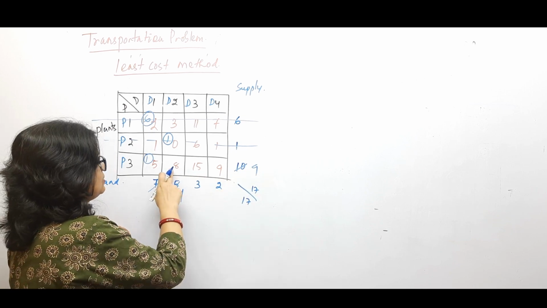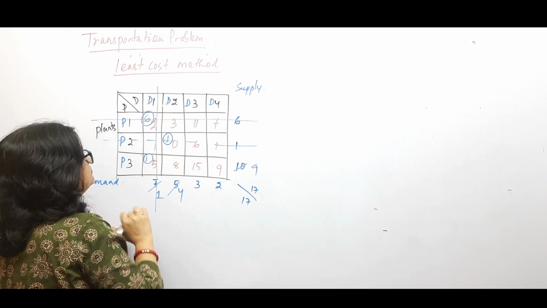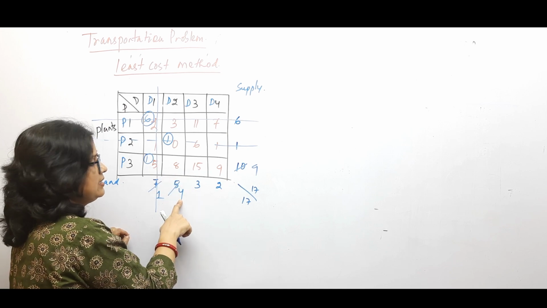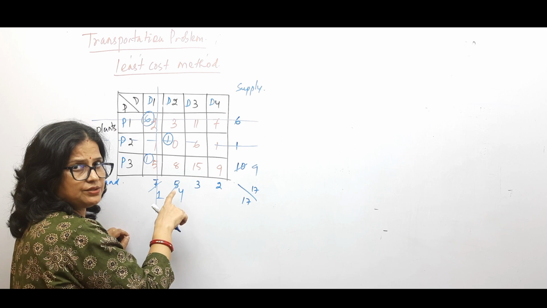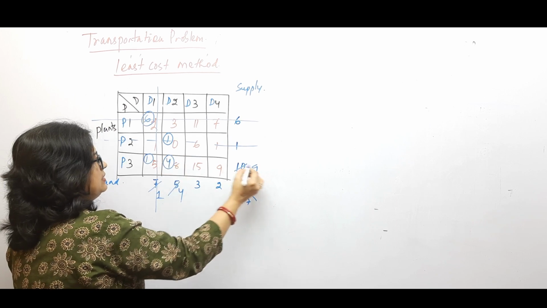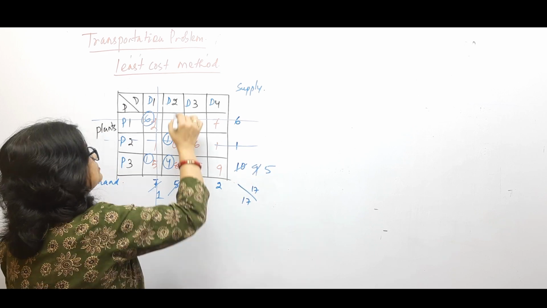Then the next least cost is 5, and this is also cancelled. Then the next least cost is 8. What is the maximum assignment we can do? We can do 4 here. So 4 I have assigned. This becomes 1. This is also done.